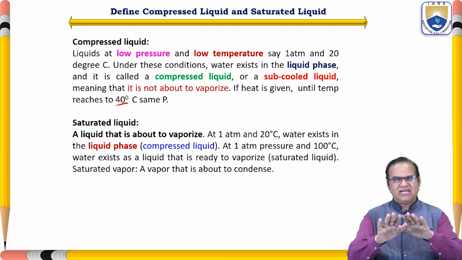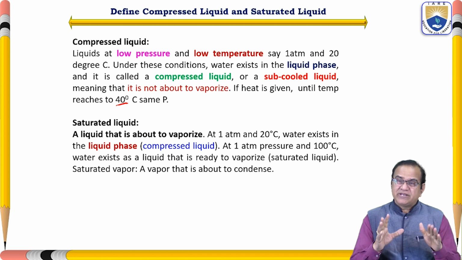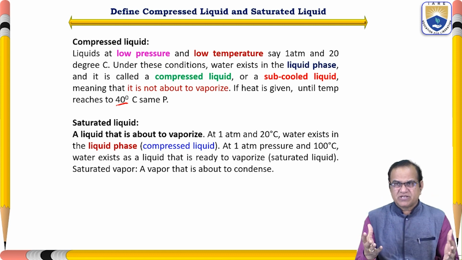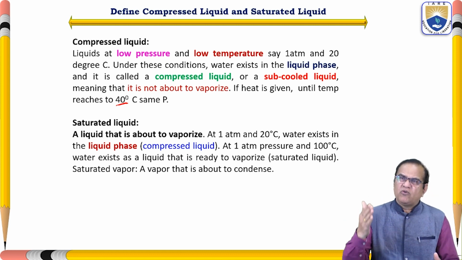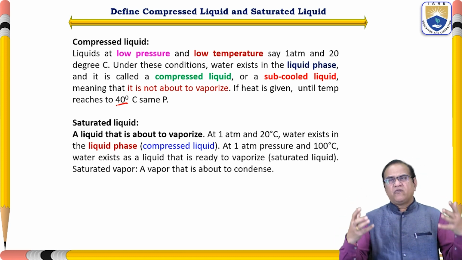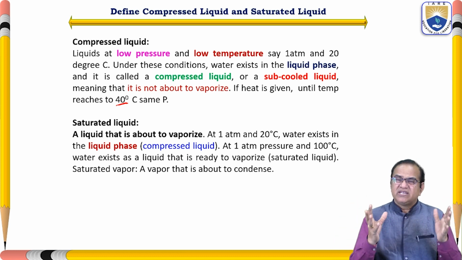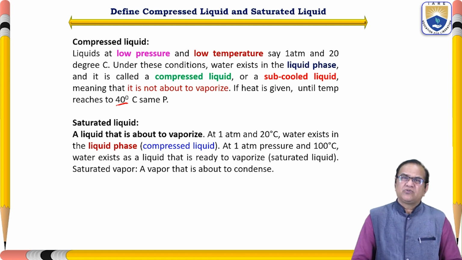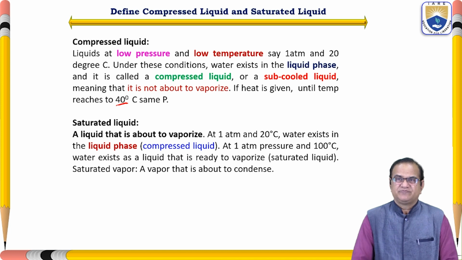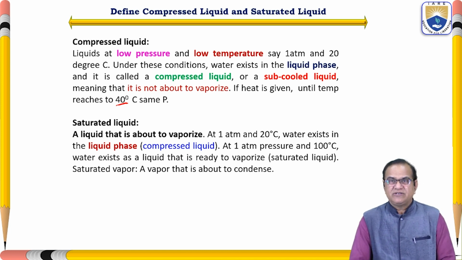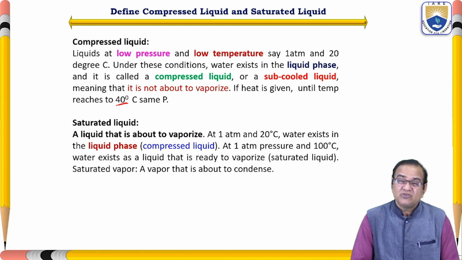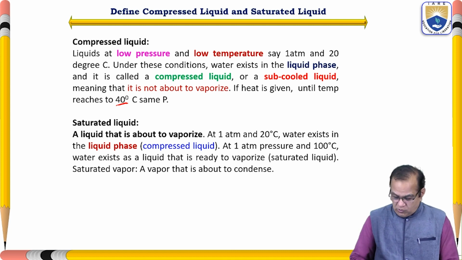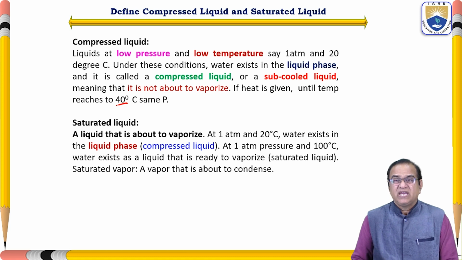If you put the water, there will not be any vaporization, but at the same atmospheric pressure, you increase the temperature to 40, 50, 60, 70, 80, and when you reach 100 degrees centigrade, this water will start vaporizing and your whole water will convert to the saturated liquid. So it is ready to vaporize. That is called the saturated liquid. And the saturated vapor is a vapor that is about to condense. About to condense, it is called the saturated vapor.